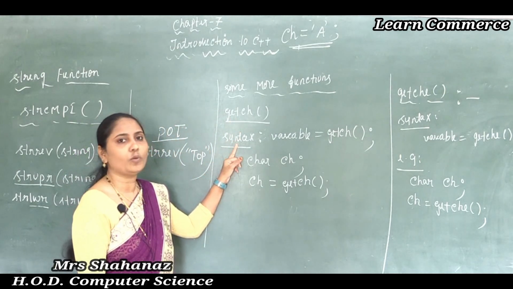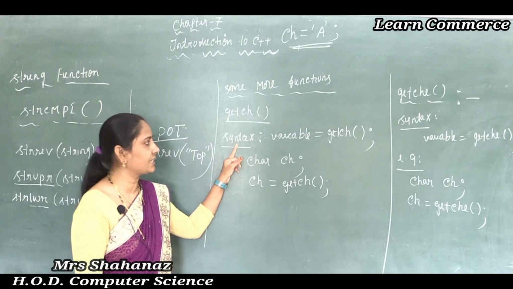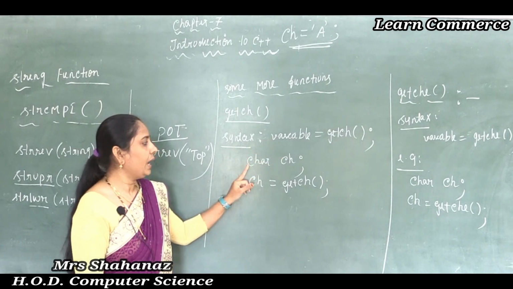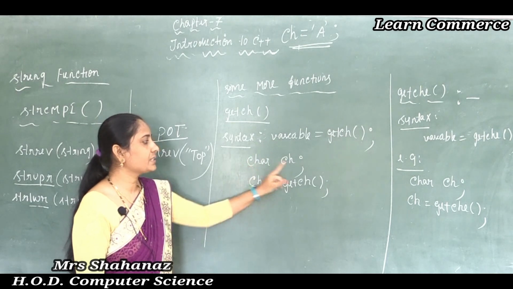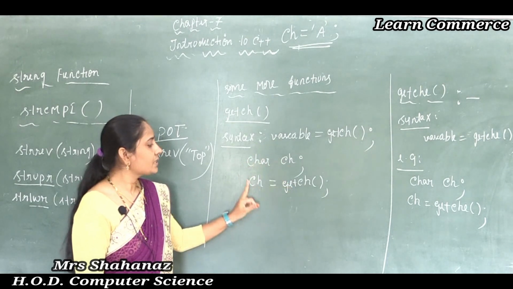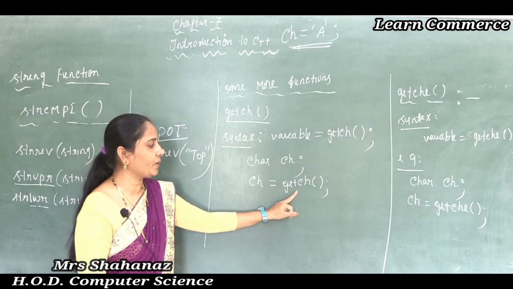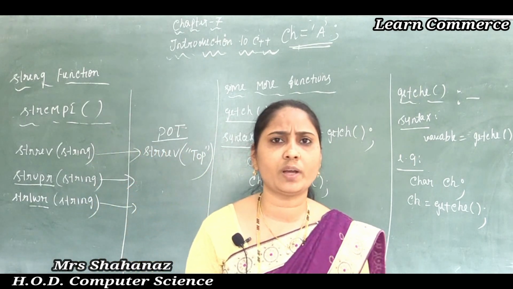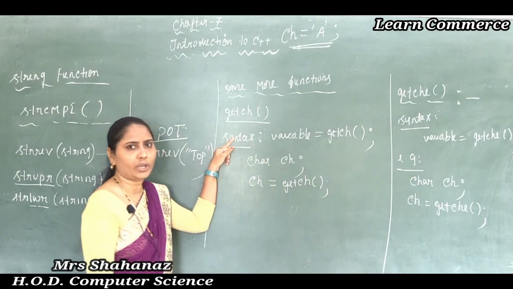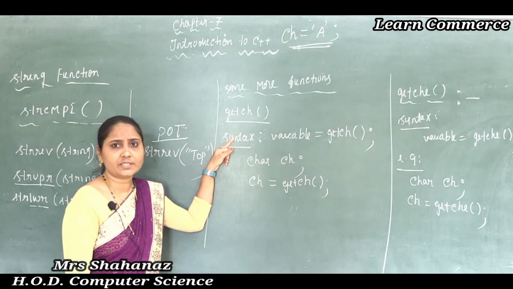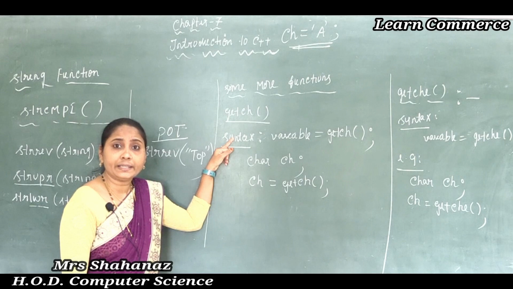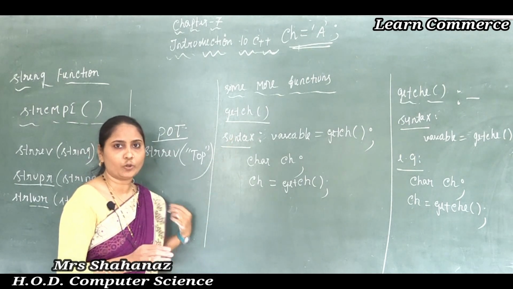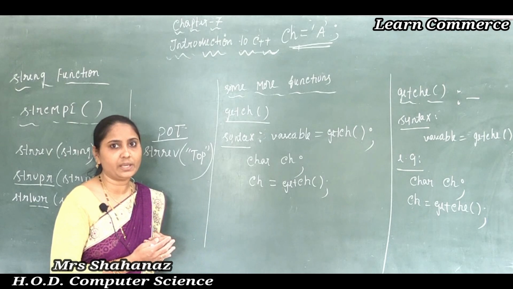So getch, how does it work? First of all, let's see the syntax. Variable is equal to getch open close semicolon, and the example: char ch semicolon, ch is equal to getch open close semicolon. So this is just the syntax here. Now what's the work of getch? This function returns the character from the keyboard. That means it is going to take the character from the keyboard.